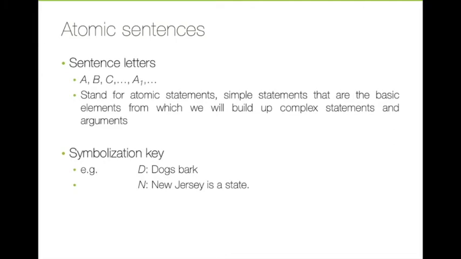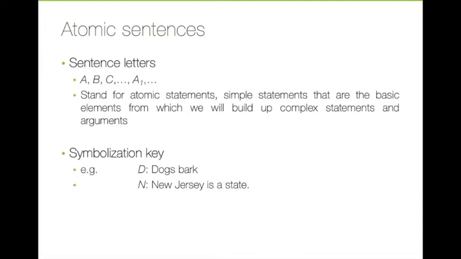And since we need to represent the form of statements, we're going to need some tools for abstracting away from their specific content. So sentence letters will be our first tool for doing so. We use single statement letters, single uppercase italicized letters, to represent atomic statements. Atomic statements are the simple statements that serve as the most basic elements from which we build up complex statements and arguments. What the atomic statements are will become clear once we begin to introduce our connectives.